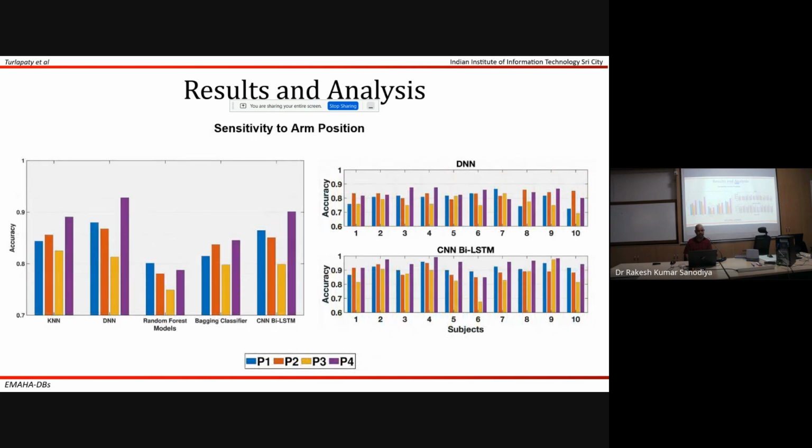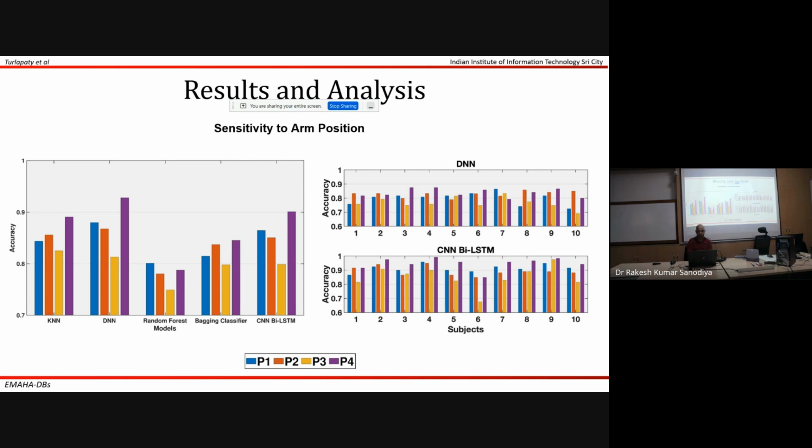And then moving on to the arm positions, again we can see that the DNN has slightly outperformed the CNN and the hybrid architecture CNN by LSTM. So again, we are looking at the arm positions. Clearly the positions P1, P2, P4 are easier to classify. P4 is the best performance.